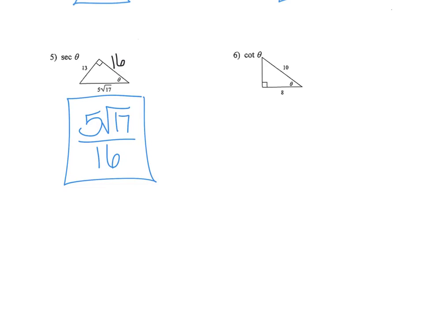Cotangent is the reciprocal of tangent. Tangent is opposite over adjacent, so cotangent is adjacent over opposite. I need to use the Pythagorean theorem again. I get that my opposite side is a 6, and that makes for adjacent over opposite 8 over 6. 8 over 6 reduces, and we get 4/3. There's my final answer. So you find them for the rest of the problems on the assignment, and that is our daily work.